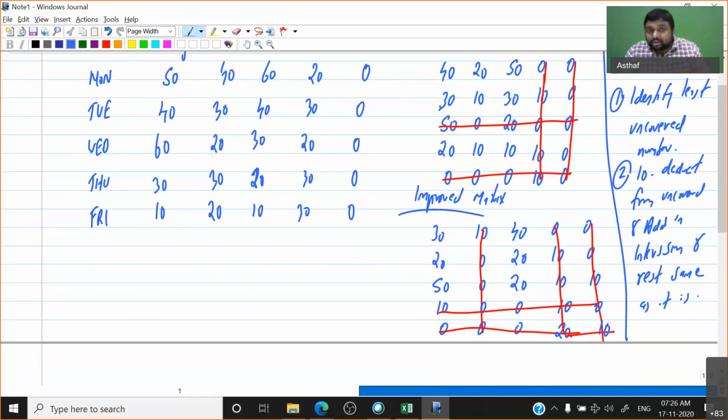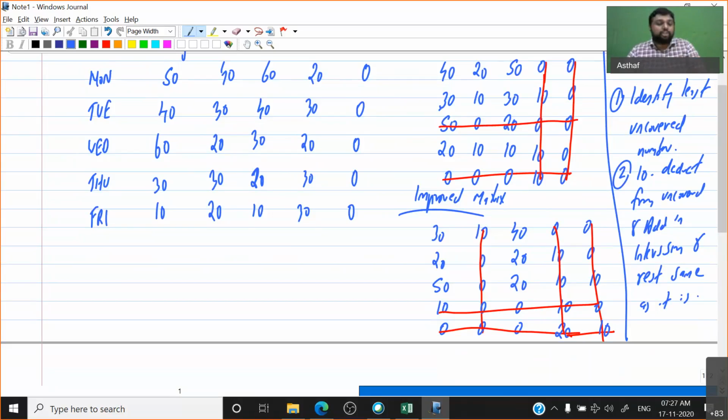Now look at the question. You have 5 lanes. If you reach 5 lanes, that is the minimum number of lanes, and your rows and columns are also 5. In such a case, it is called optimality reached. So what is optimality reached?